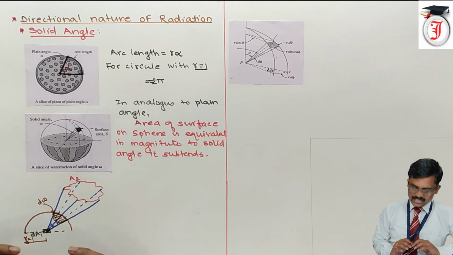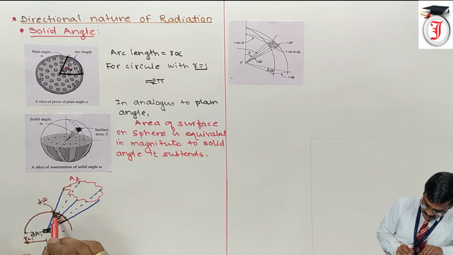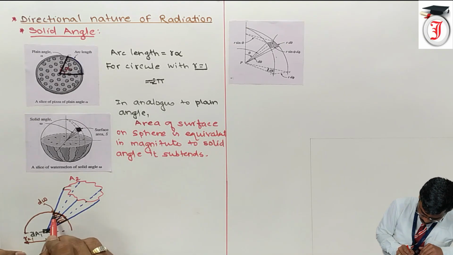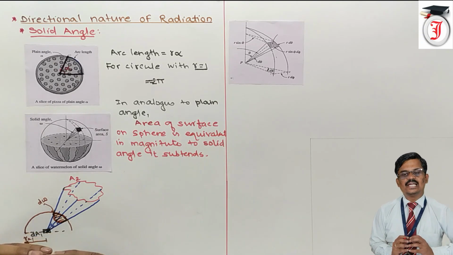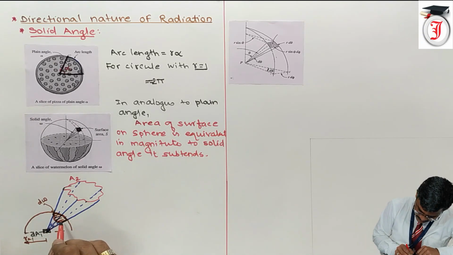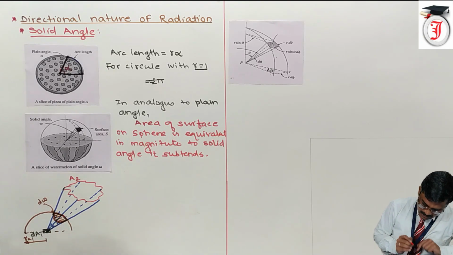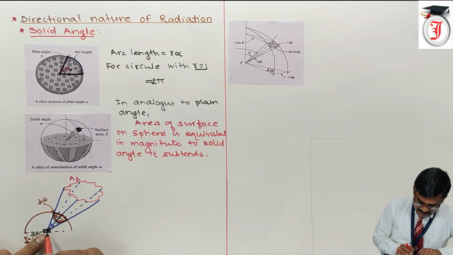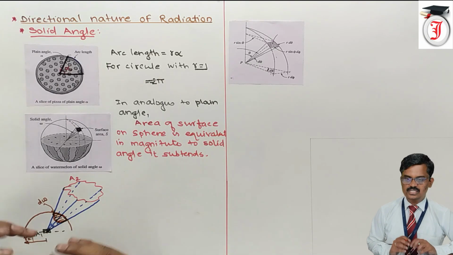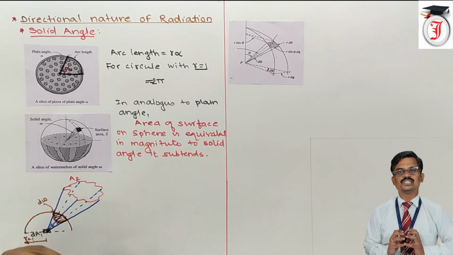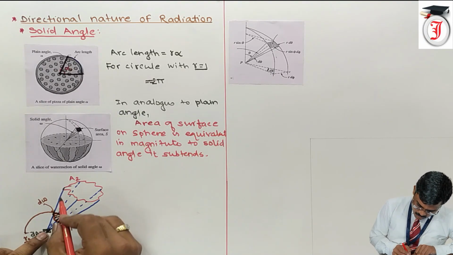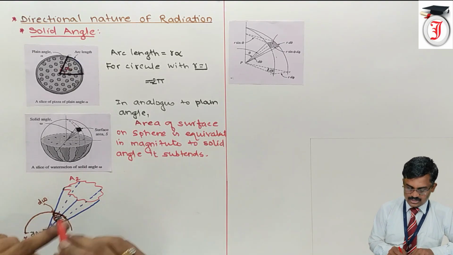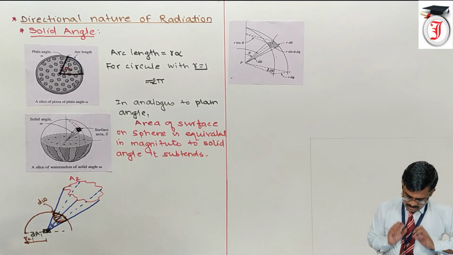Solid angle is defined as the angle subtended by this arbitrary surface area A2 at the elementary surface area dA1. It is numerically equal to the area of a surface on a sphere with unit radius, with radius equal to unity, and its center is at the elementary area, which is cut by this conical surface having its apex at dA1 and base at A2. Okay, so let us note down this.